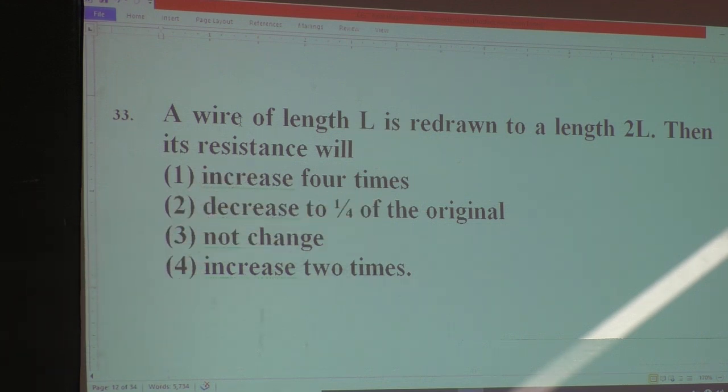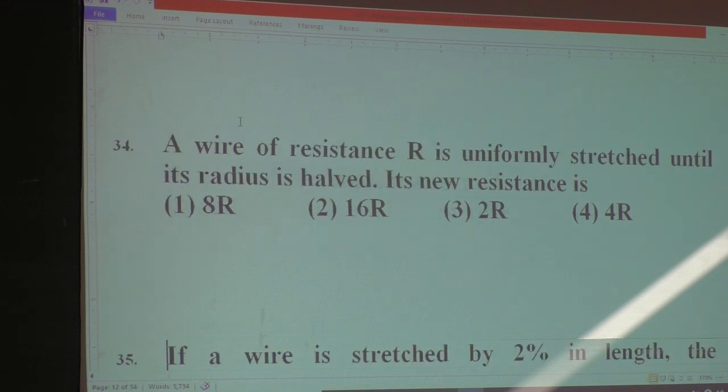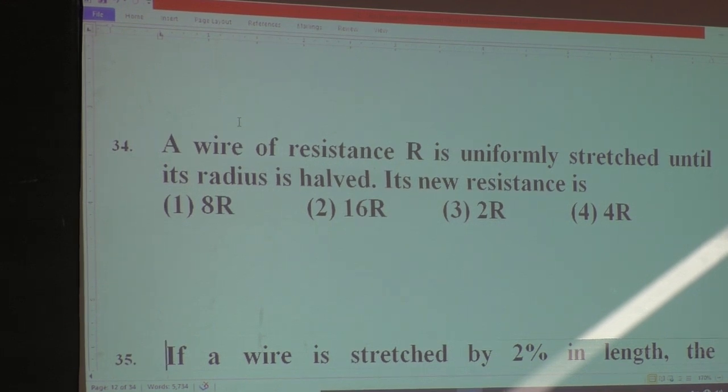Okay, next question we will move. So we can do this now very fast. A wire of resistance R is uniformly stretched until its radius is halved. When the radius is halved, the resistance changes by n to the power 4. We will discuss this now.